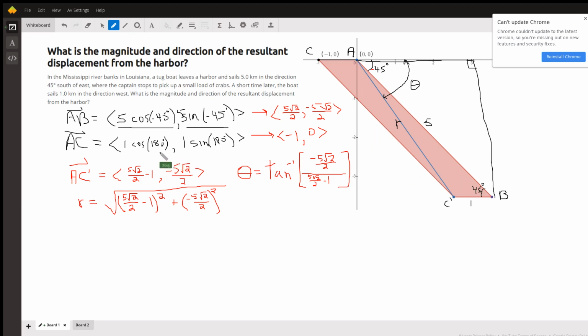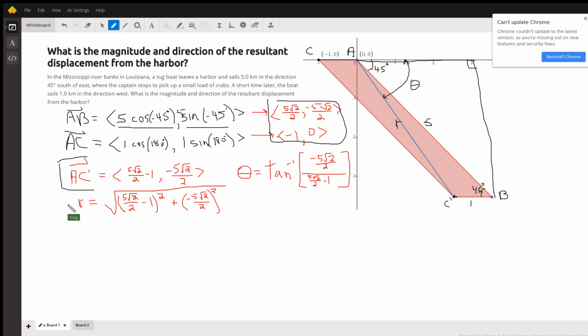But if you're going to use vectors, we're going to use vector addition. We're going to add the x coordinates, add the y coordinates, and this is the vector AC prime. We're going from here to here. That's the resultant vector. And that's 5 radical 2 over 2 minus 1. That's when we add these components, comma, the y coordinate is -5 radical 2 over 2 plus 0. So we stay on the same horizontal line.